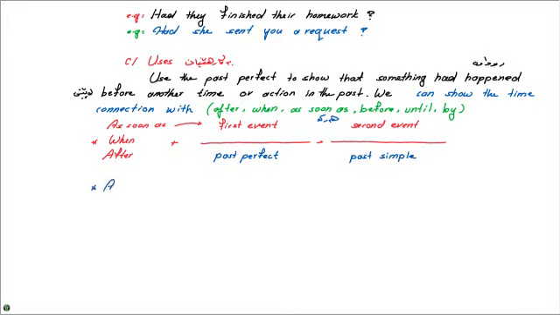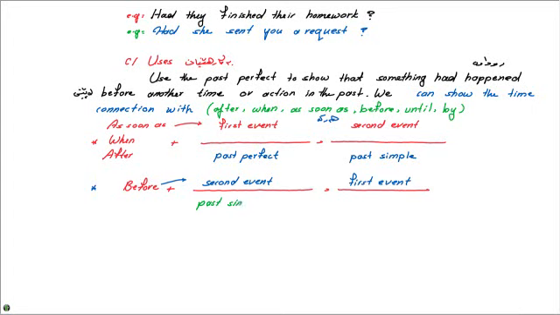Before is usually at the beginning of the second event. Then we have the first event. We also use past simple for the second event, and for the first event, we use past perfect.